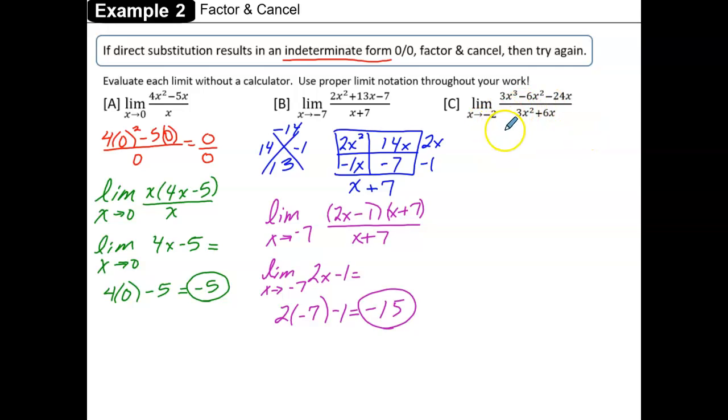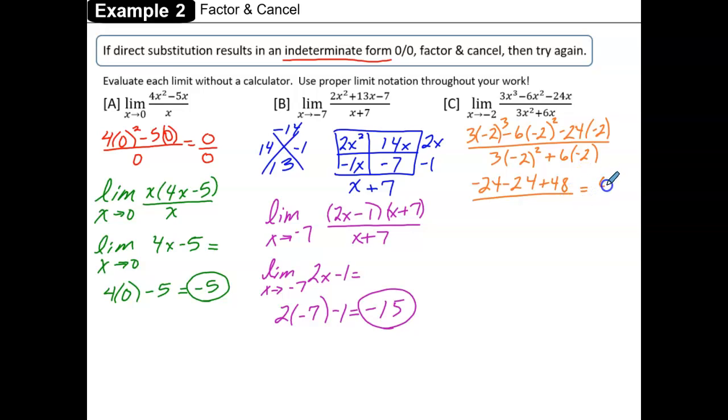Okay, so direct substitution, we would have 3 times negative 2 quantity cubed minus 6 times negative 2 squared minus 24 times negative 2, all divided by 3 times negative 2 squared plus 6 times a negative 2. So now we've got a negative 8 times 3 is negative 24. Then we have a positive 4 times negative 6 is another negative 24. Then a negative times a negative is a positive, 2 times 24, or 48. And that would be negative 48 plus 48, which is a 0 in the numerator.